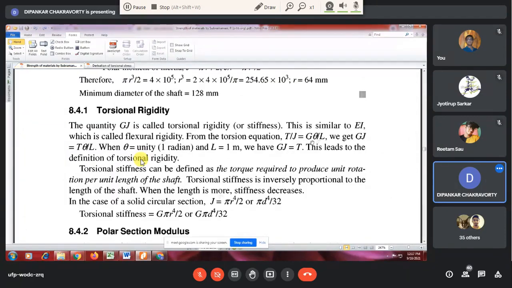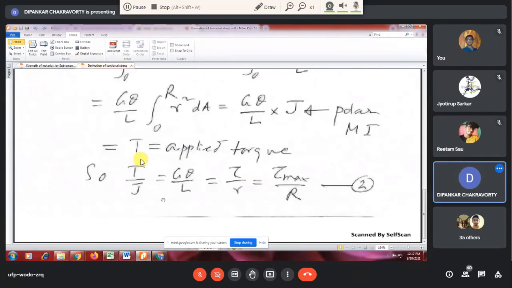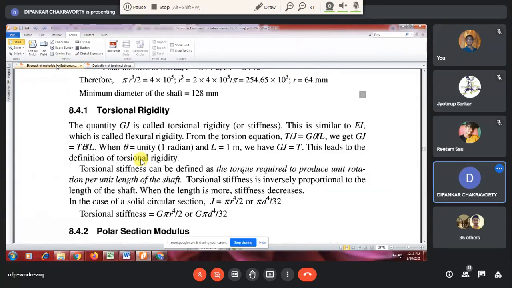So you can get it. Stiffness is nothing but T by theta. So GJ by L, write it now. GJ by L is torsional stiffness. And when L is equal to 1, then stiffness is called rigidity. When L is unity, stiffness is rigidity. So GJ is rigidity. GJ by L is stiffness and GJ is rigidity, torsional rigidity.